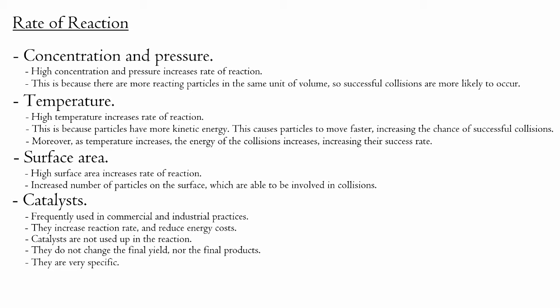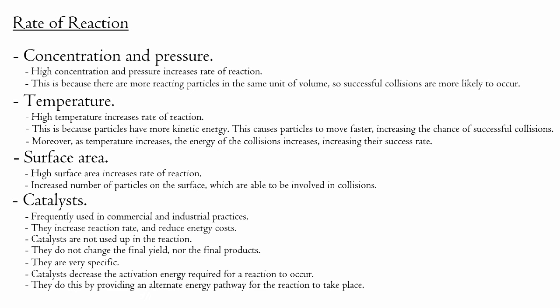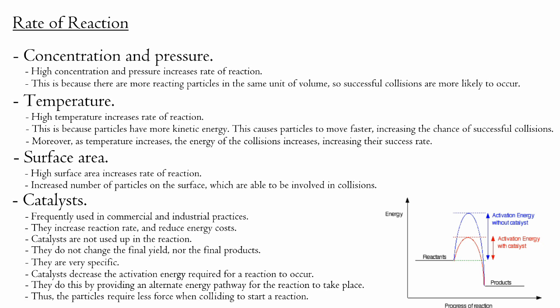Now we know the features of catalysts, but how do they increase the rate of reaction? They decrease the activation energy needed for the reaction to occur. They do this by providing an alternate energy pathway for the reaction to take place. In terms of the collision theory, the particles require less force when colliding to start a reaction. If you look at this reaction profile, you can see that the activation energy is significantly reduced when a catalyst is used.